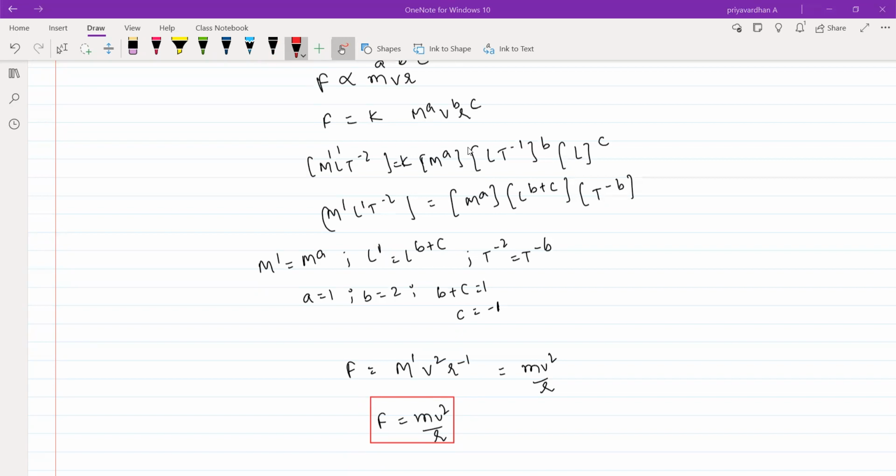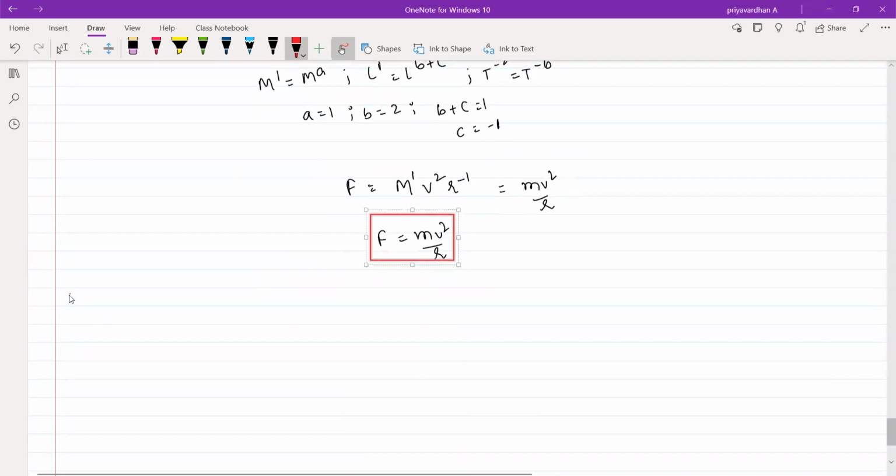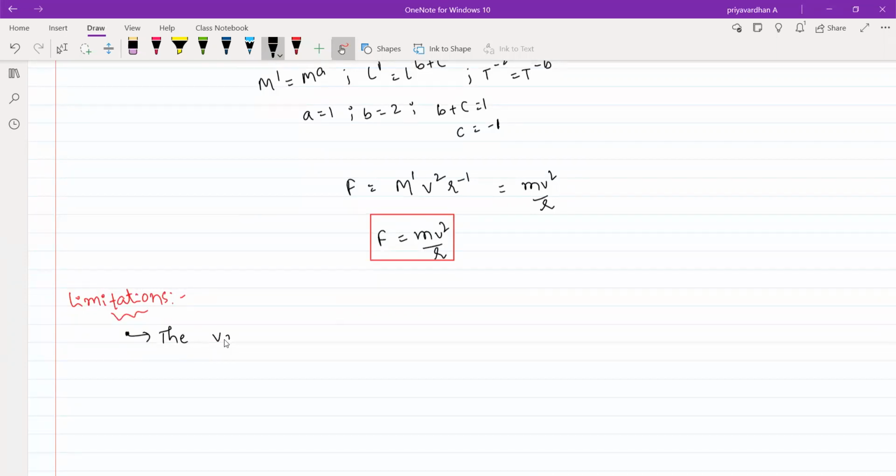If you know how one factor depends on another factor, you can just frame a formula like that. So there are some limitations of this dimension analysis. So we'll discuss the limitations. What are the major limitations of this dimension formula? You can clearly say the value of the constants can never be found out from this. Which constants am I referring to?